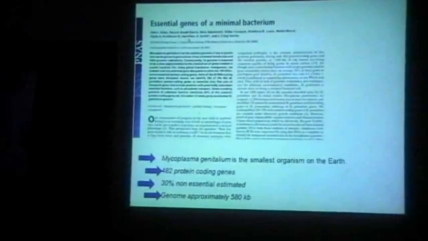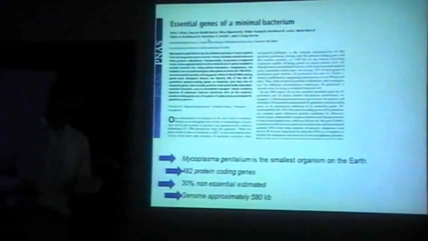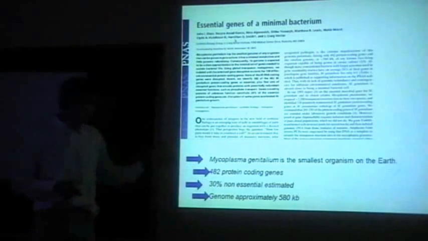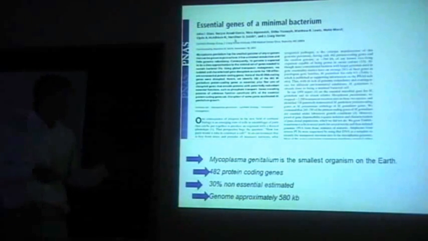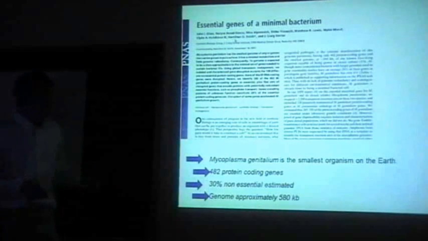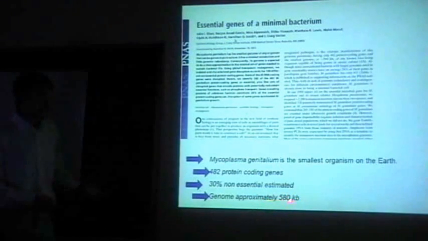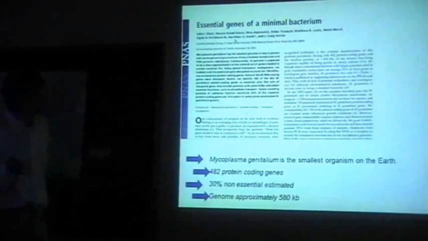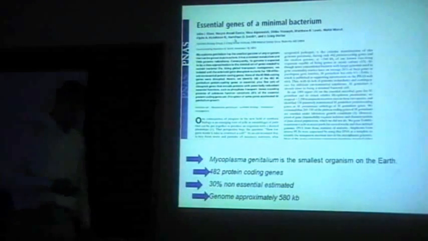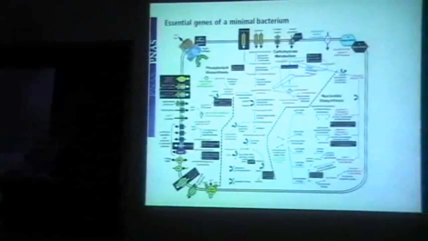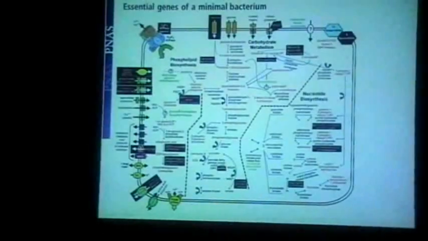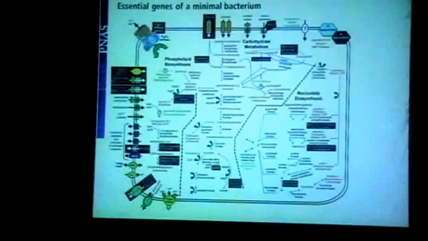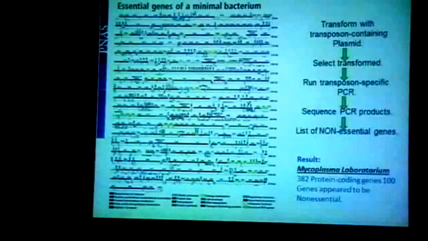So go next. We have Mycoplasma genitalium, the smallest organism on Earth. What is interesting about it is that it has around 500 protein-coding genes. It is predicted that 30% of the genes are non-essential, and the genome is very small, like 600 kilobases. This is the whole metabolome. This is very simple in terms of biology, believe me, and you obviously don't need all of those proteins to keep it this simple. And this is the whole genome. They sequenced it, they knew it.